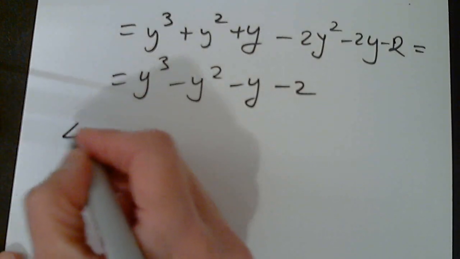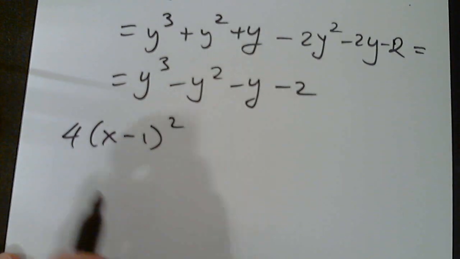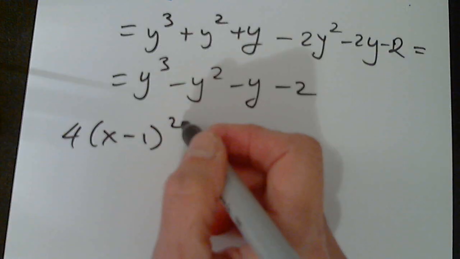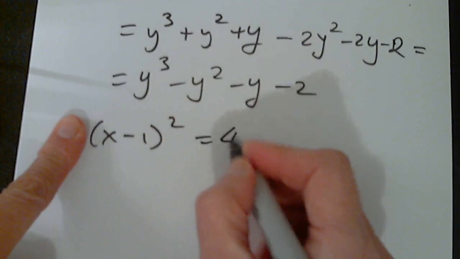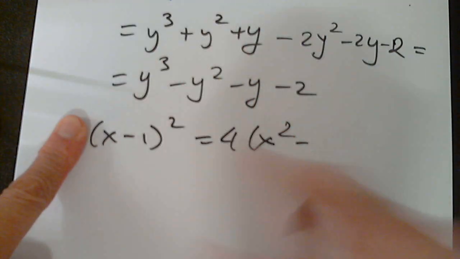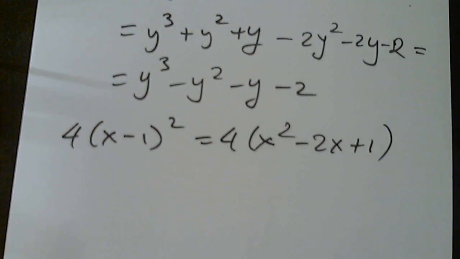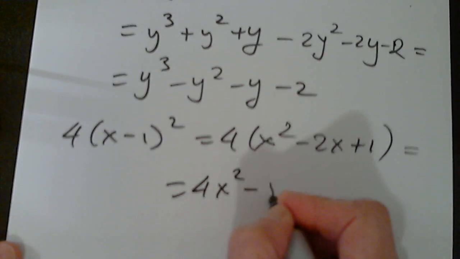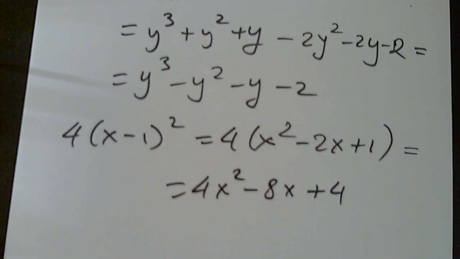Then 4 times (x minus 1) squared. You cannot distribute before you square. 4 times the first term squared, minus 2 times the first times the second, plus the second term squared. Now I can distribute. 4x squared minus 8x plus 4.